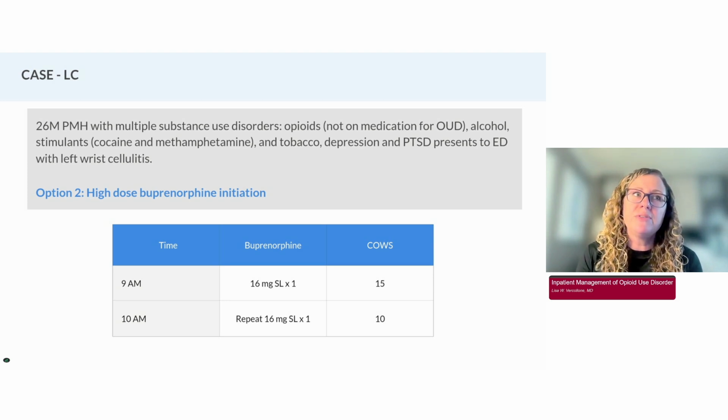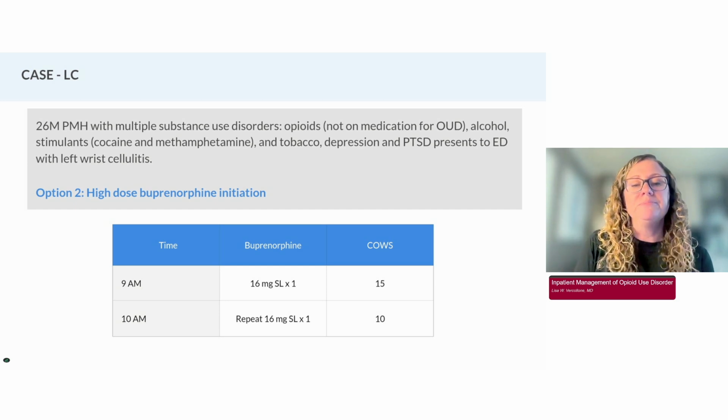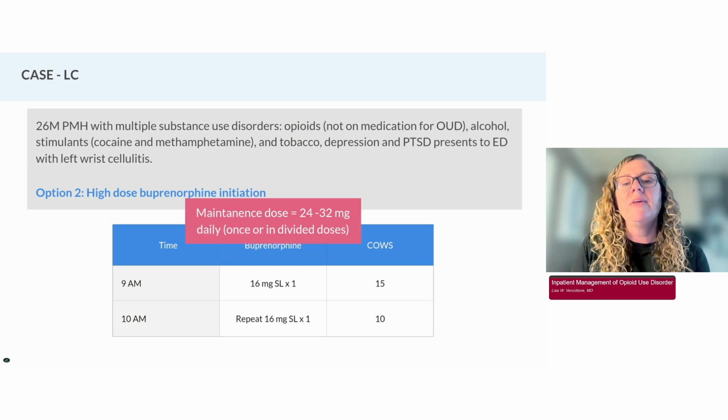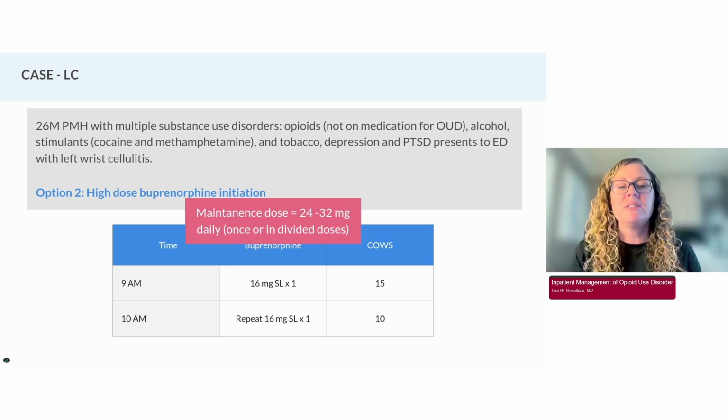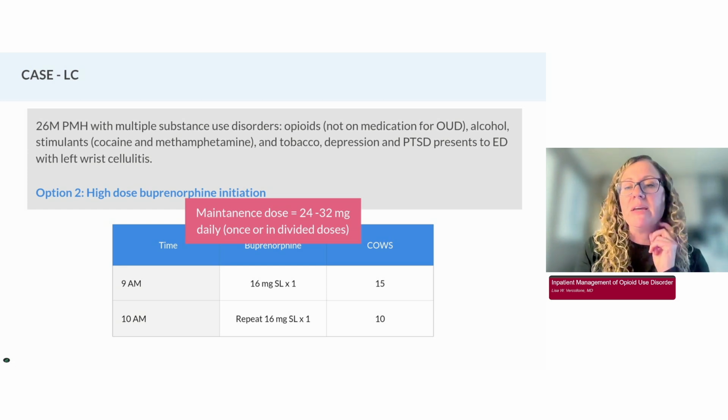Most high-dose initiation protocols will prompt you to give the patient a total of 32 milligrams sublingual buprenorphine. And then at that point, the patient is fully initiated, and you can then transition to the maintenance dose of 24 milligrams, which generally we give as 8 milligrams sublingual 3 times a day.